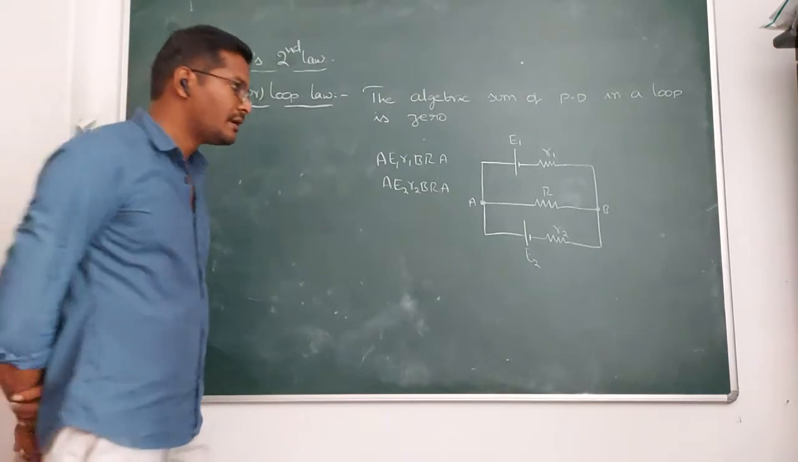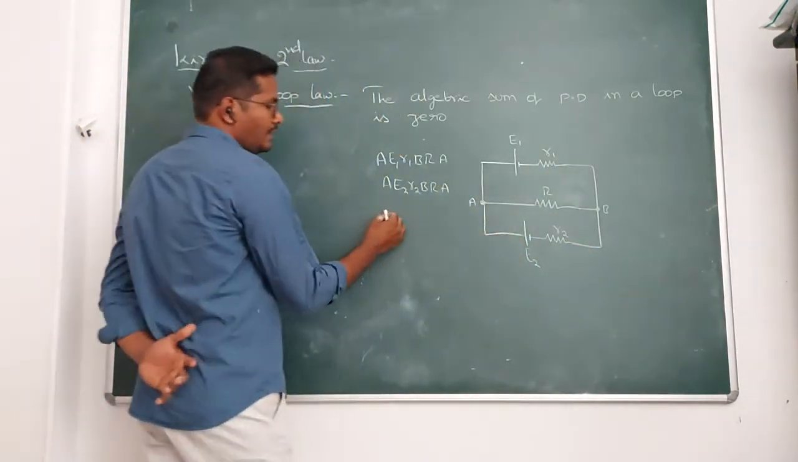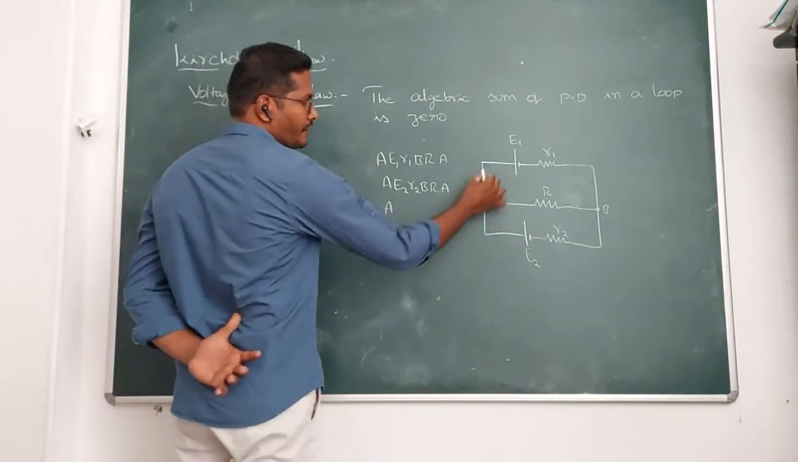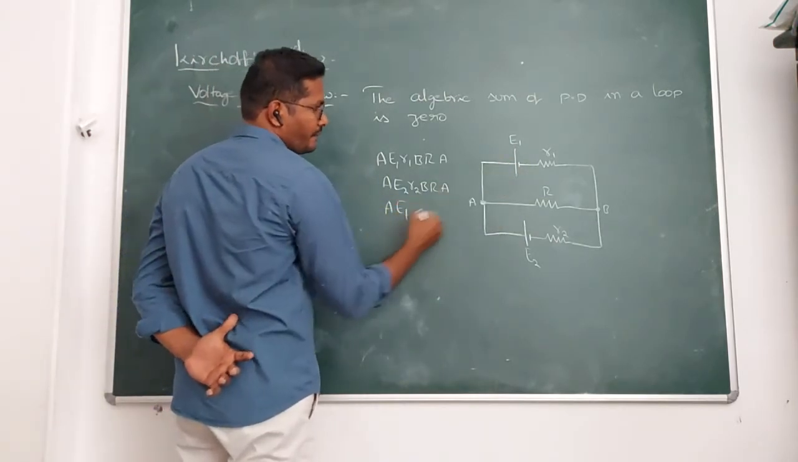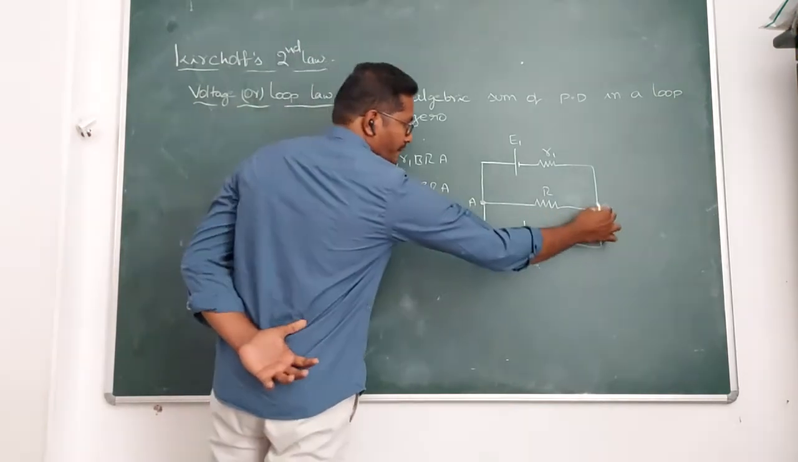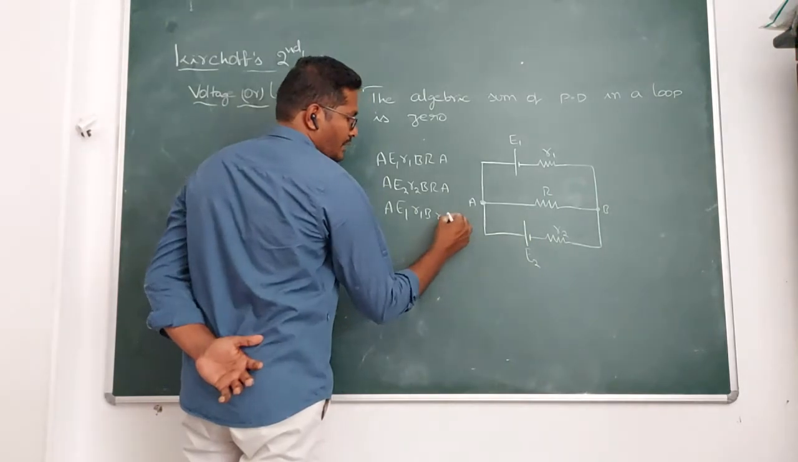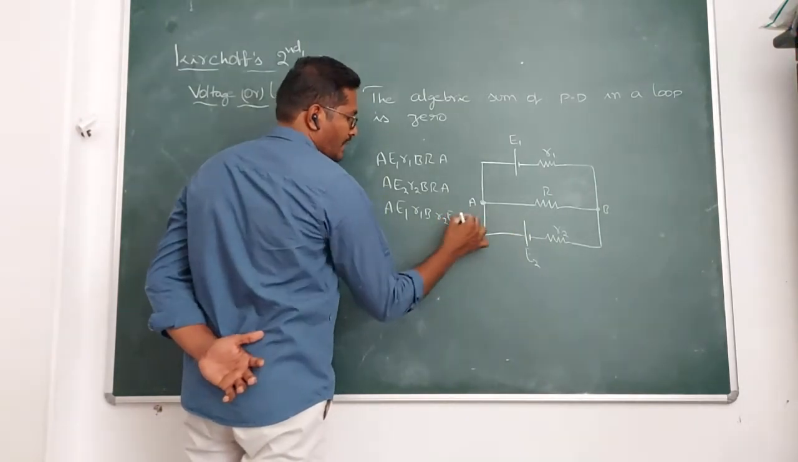You can consider another loop, the total loop. That means you can move from A towards E1, R1, come to B, and from B move through R2 and E2, and come back to A.